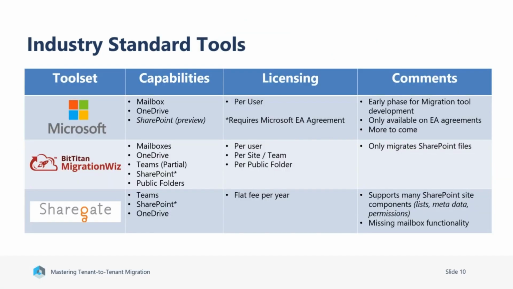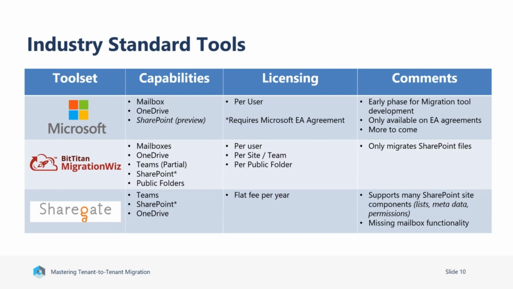So here I've got a matrix of some of the most common tools used. Obviously I've included Microsoft as a first party tool, just so we can see the comparison between what Microsoft offers and what these third party organizations are producing. With Microsoft, they're fairly new to the game. They've only got a few different capabilities. The first one is Mailbox, and then they've got OneDrive.